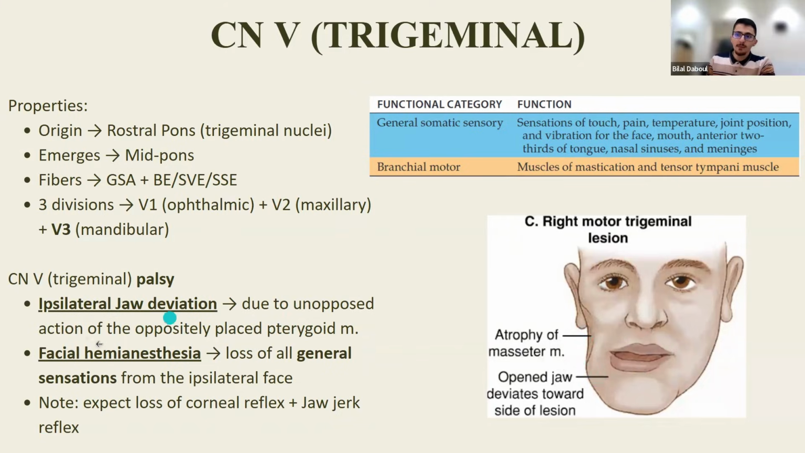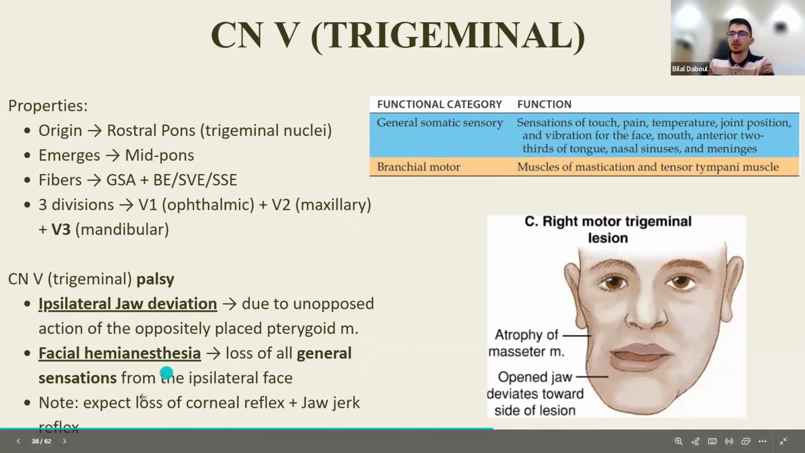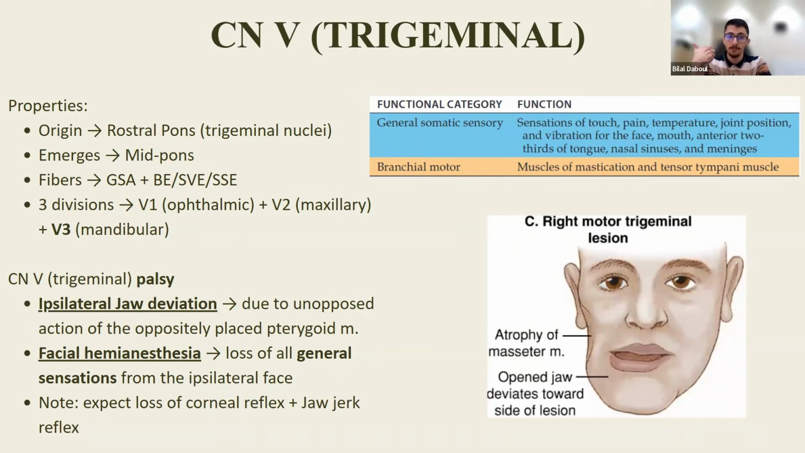You would have also facial hemianesthesia. If the trigeminal nerve is completely affected, you would have loss of all general sensations from the face, all of it. Okay, of course, ipsilateral. Of course, we have some important reflexes that are linked to the trigeminal nerve. I'll be discussing them later on. But the corneal reflex is important. So we have the cornea. The sensations that come from the cornea are transferred through the V1 division or the ophthalmic nerve. So that's the sensory limb of the reflex.